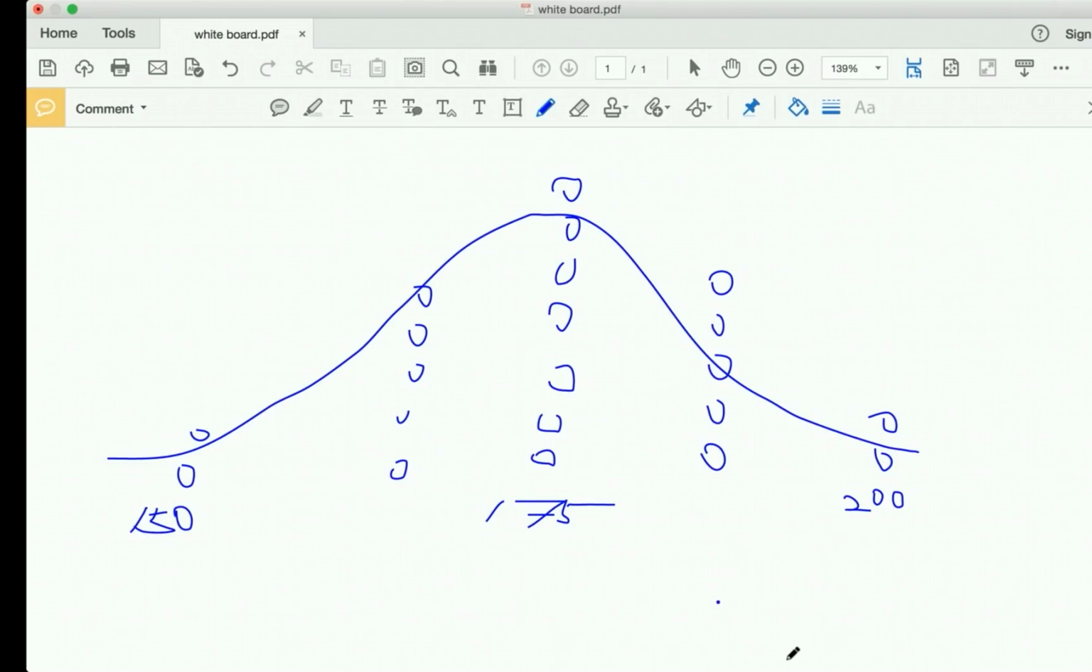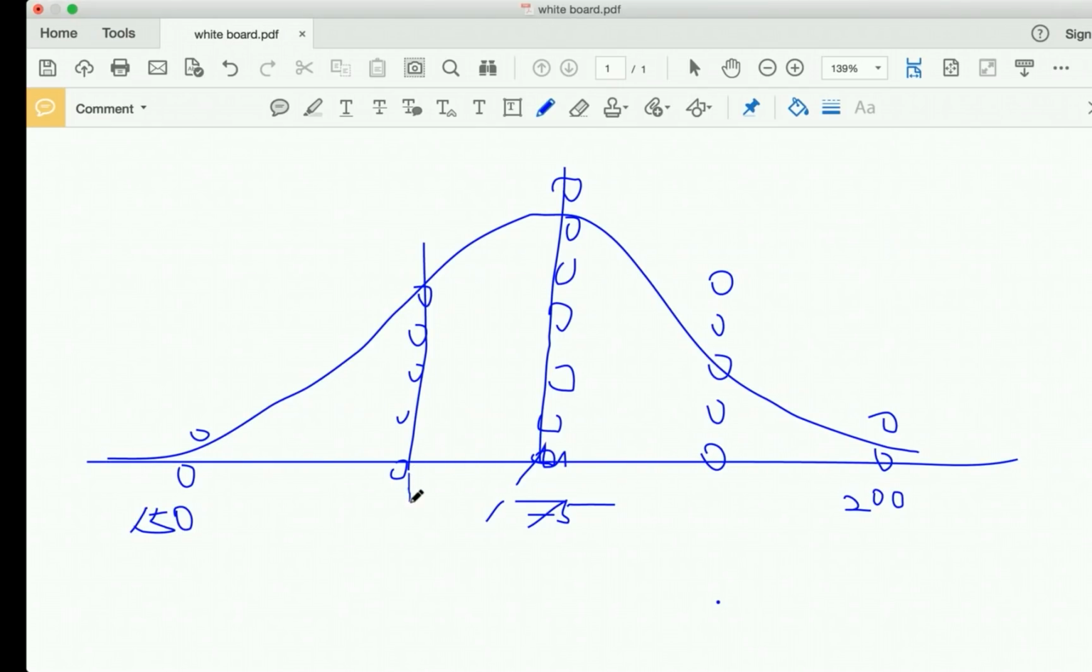So this point is the mean. This is the mean, often called mu. Then the range between some points. So let's have a line here. Then this range is around 68%. This is according to statistical theory, 68%.